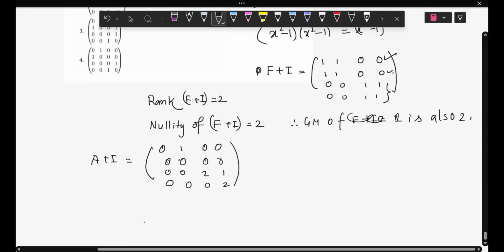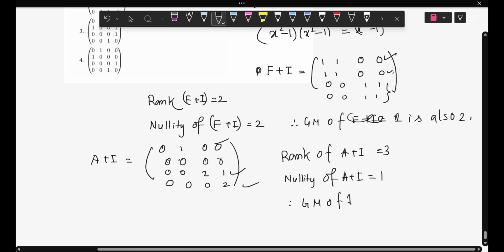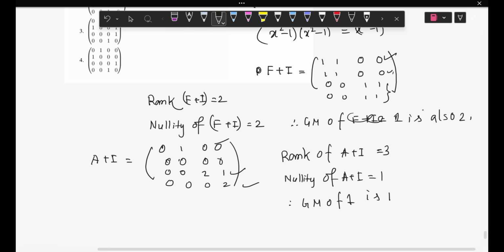Okay, this is equal to A plus I. See, these three rows are linearly independent. So the rank of A plus I is 3. Therefore the nullity of A plus I is 1. Therefore the geometric multiplicity of 1 is 1. But for this matrix F, the geometric multiplicity of the eigenvalue 1 is 2. If these matrices are similar, then the geometric multiplicity has to be the same. Therefore these two matrices are not similar.